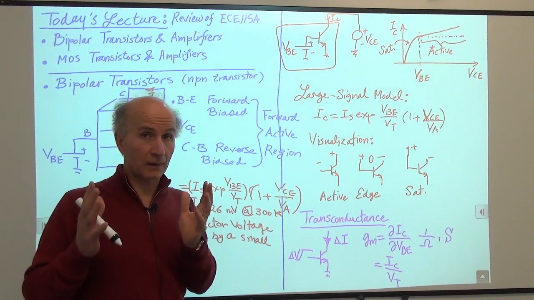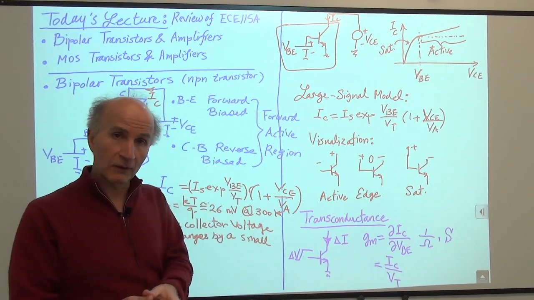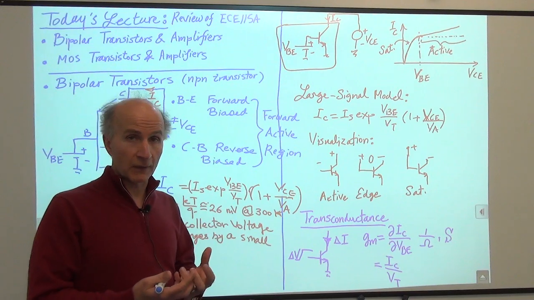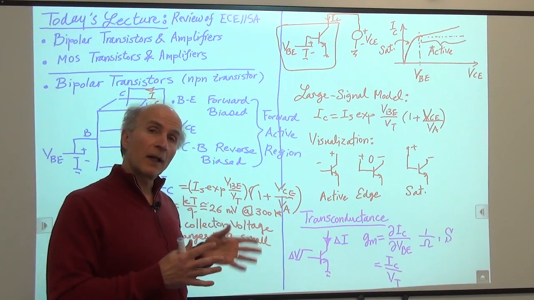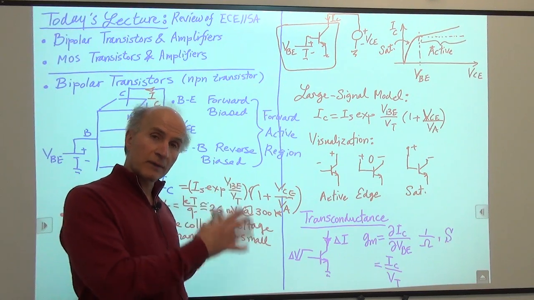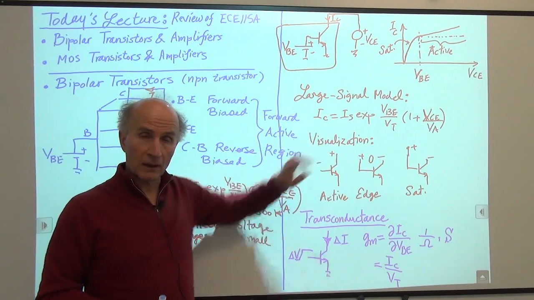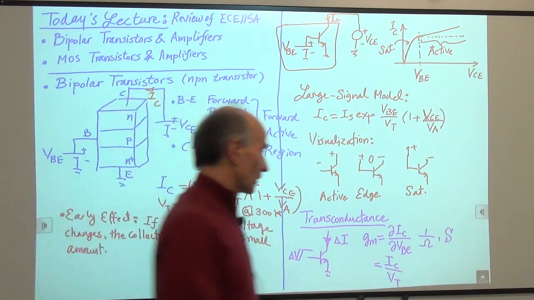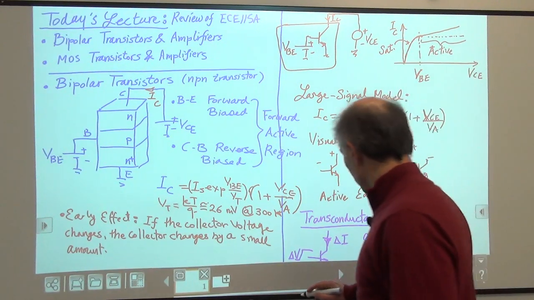Remember, the signal is a quantity that changes with time. So the currents and the voltage of the device will begin to change with time. But the changes are small. If they are, then we can resort to the small signal model and we won't have to deal with this nonlinear equation. So let's go to the next page and see how we will do that.